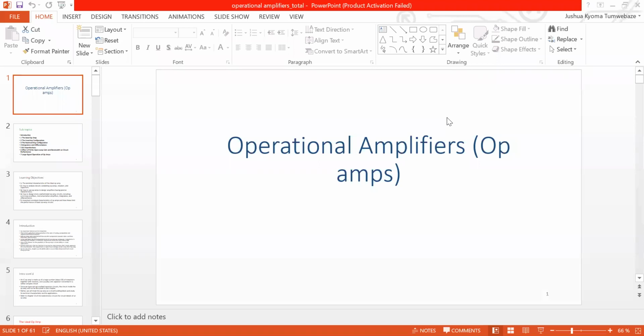Can you see the screen? Hello? Yes, we can see. You can see it. Okay. So we're starting with the operational. Yes. Okay. That is good. We're starting with operational amplifiers.